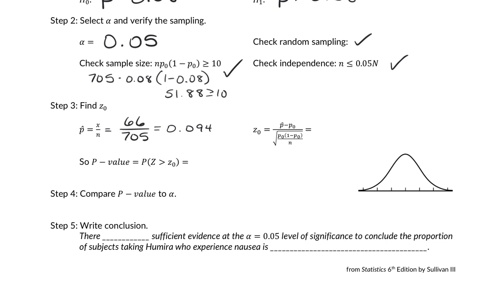To find our test statistic, we use the formula from the top of the page that I've copied down here for you so you can see where it's coming from. We will take p hat, that's the number we just found, 0.094, and we will subtract p naught, which was the 8% of the population that had nausea from the placebo. We're going to divide that by the square root of p naught, which is 0.08, times 1 minus 0.08, divided by the sample size, which was 705.